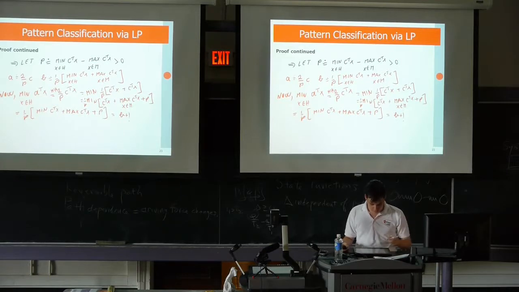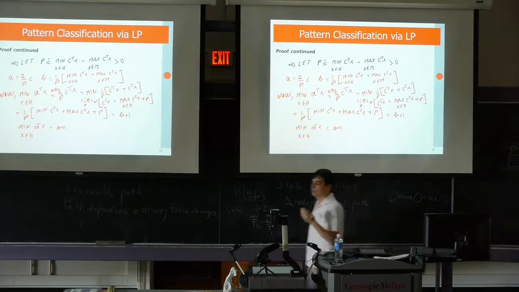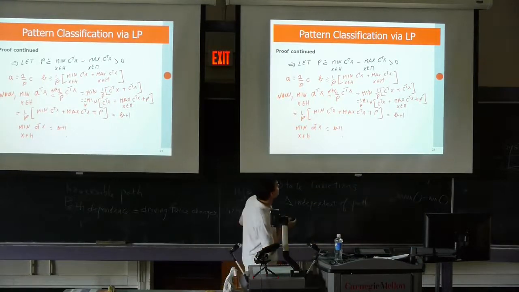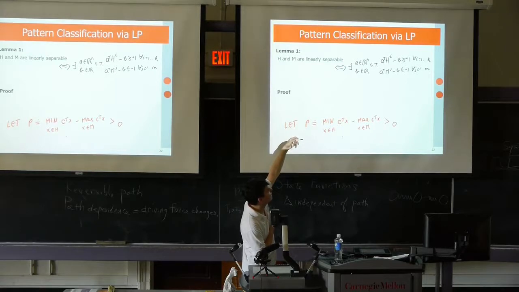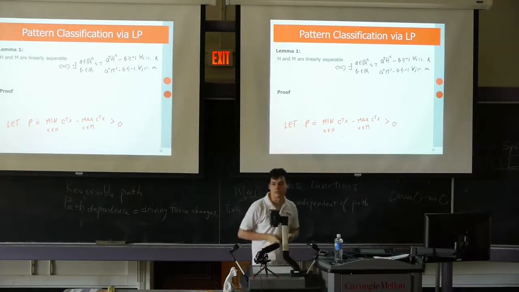So what we proved is that the minimum of A transpose X, where X is in H, is B plus 1. And this is what we wanted to prove, if you think of this theorem. The minimum of A transpose X, when X is in H, is always at least B plus 1. And we need to do this for the other direction as well.